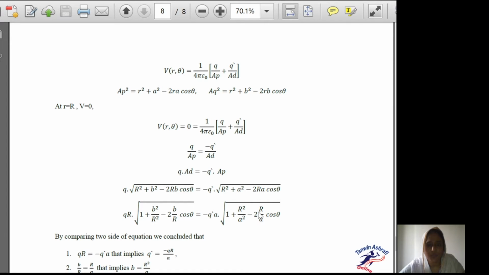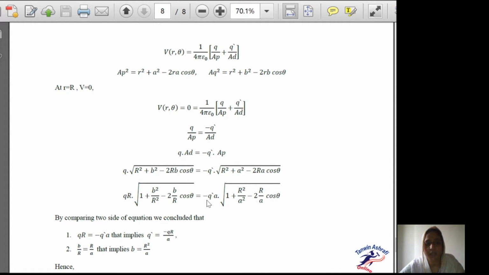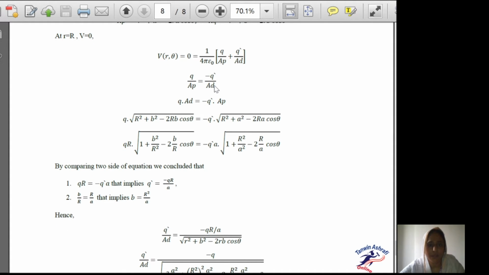Comparing these two equations, we conclude that QR is equal to minus of Q prime A. This simply implies that Q prime is nothing but minus of QR divided by A. Second, we conclude that B by R is nothing but R by A. That means B is equal to R square by A. Hence, if we substitute in the Q prime divided by AD equation, we put Q prime as minus of QR divided by A, and in the place of B we keep R square divided by A.